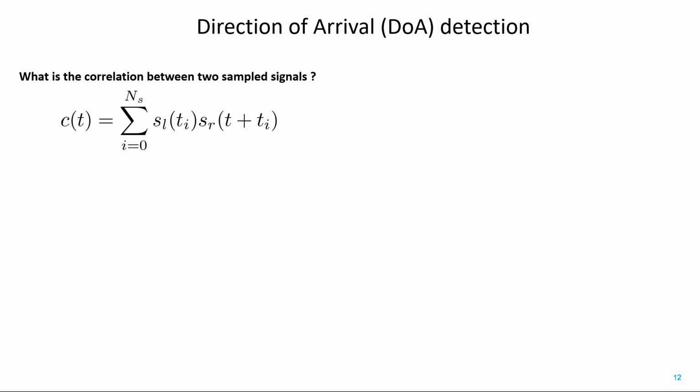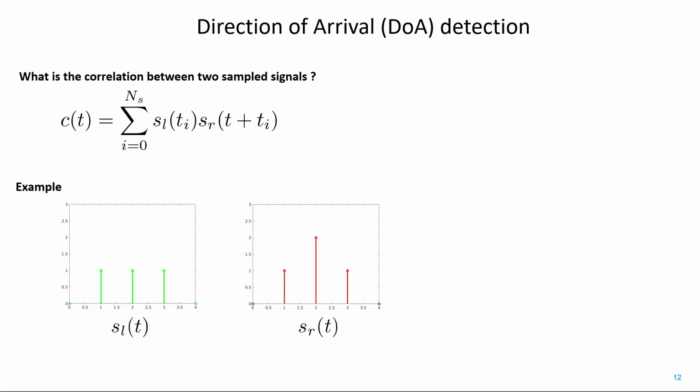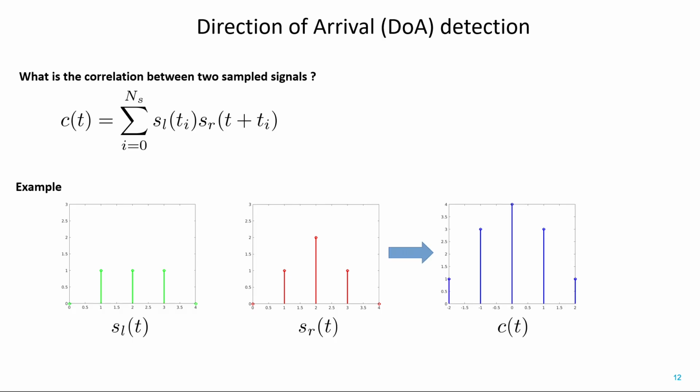But what is correlation? Correlation measures the similarity between two signals as a function of the time shift applied to one of them, and it corresponds to the formula that is in the slide. We show next an example of two signals SL and SR and its corresponding correlation function. The correlation has a clear peak at t equals 0. This peak corresponds to the shift between the two signals that make them most similar, and we can use this to find the time difference of arrival.